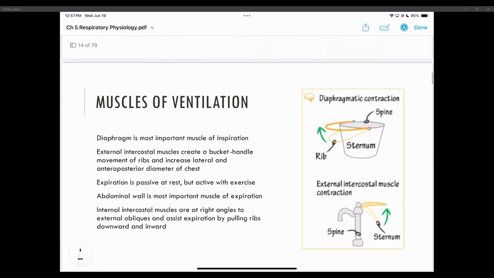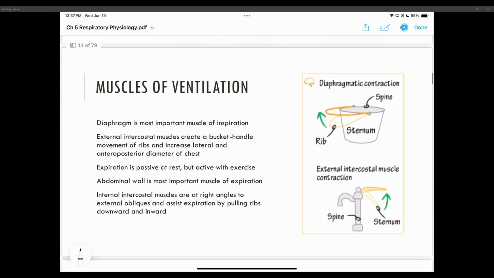Muscles of ventilation. Obviously, our diaphragm is the big one when it comes to inspiration. The external intercostal muscles create this bucket handle right here, so it allows your lungs to expand like this. That's why PAs, when you do that diaphragm, thoracic expansion, you put your hands on the side of the ribs, and they breathe, and you see the rib go like this. Your hands should move like that. That's what's going on there.